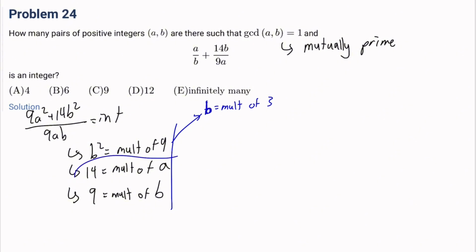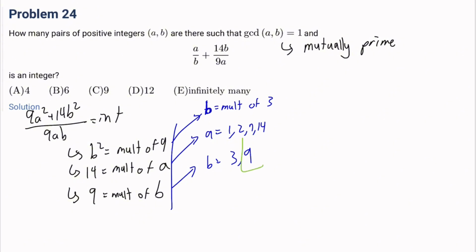Since 14 is a multiple of A, that means A equals the factors of 14, which is 1, 2, 7, or 14, and there aren't any other restrictions, right? And then since 9 is a multiple of B, that means B is a factor of 9, so B equals 1, 3, or 9, but B can't be 1 because B has to be a multiple of 3, right? So 1's out of the picture, and B is equal to 3 or 9.